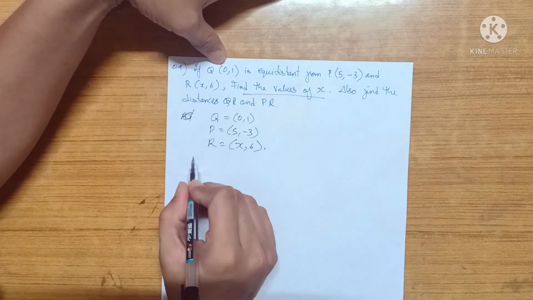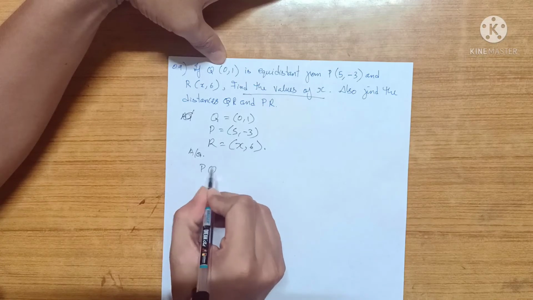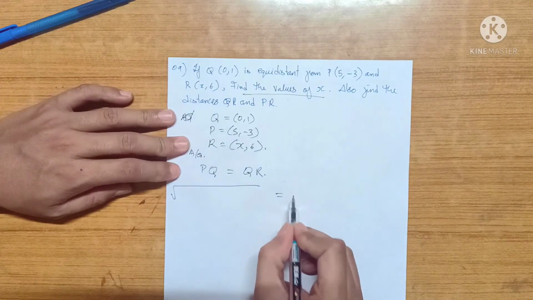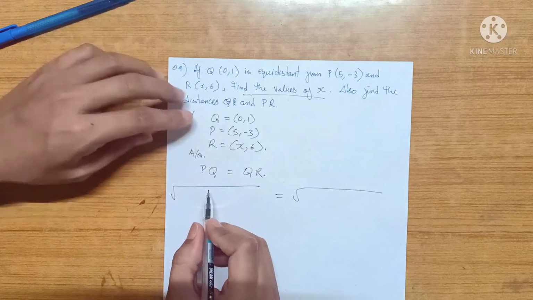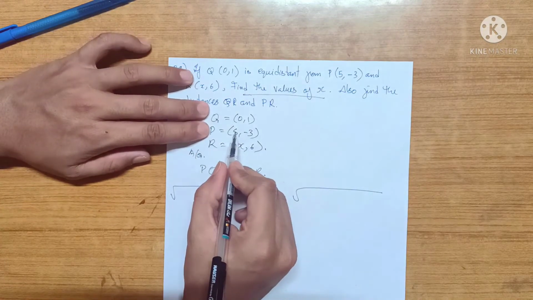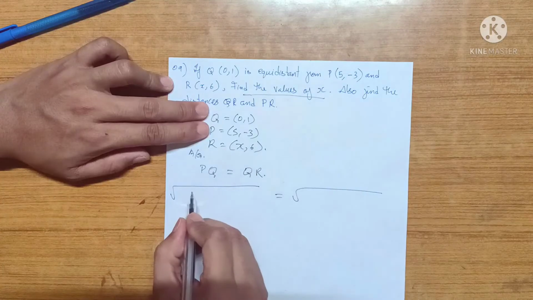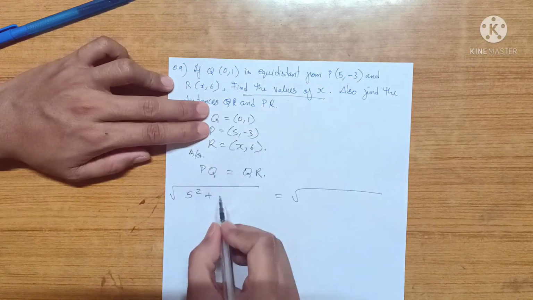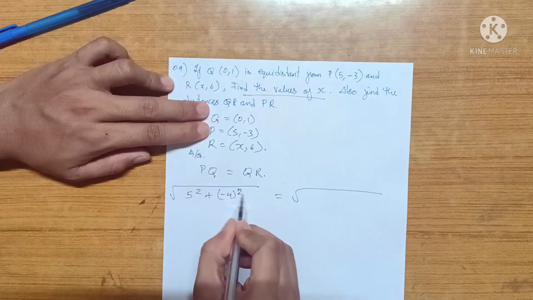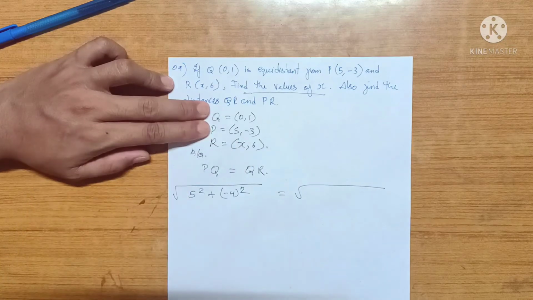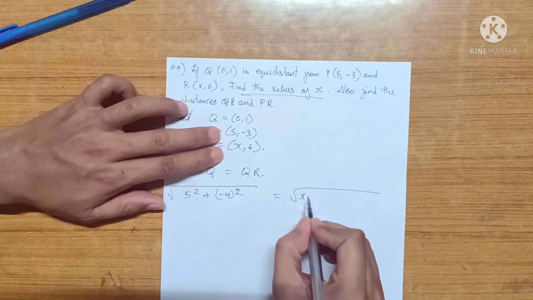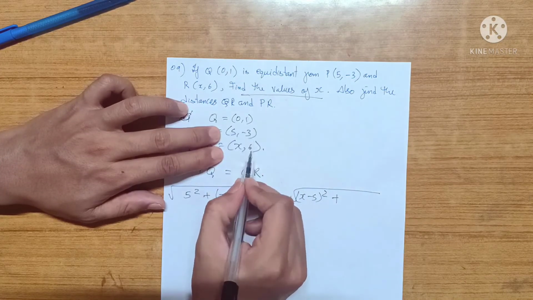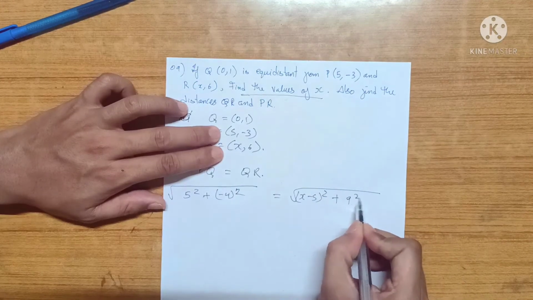According to the question, PQ equals QR. So that's for PQ, that's for QR. PQ first: 5 minus 0 is 5 squared, minus 3 minus 1 is minus 4, so minus 4 squared. I hope you understood. Okay, for here it will be x minus 5 the whole squared plus 6 minus minus 3, so minus minus becomes plus, so 9 squared.